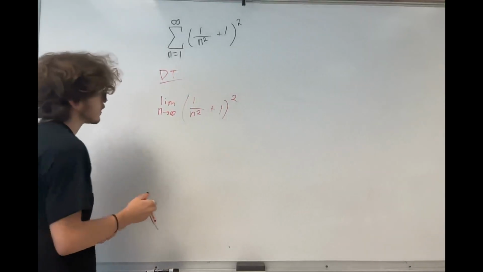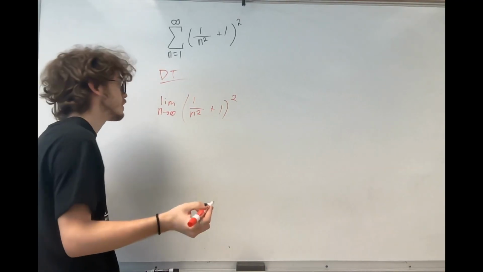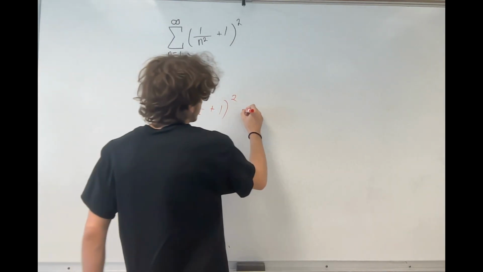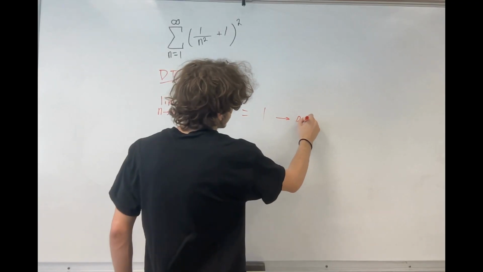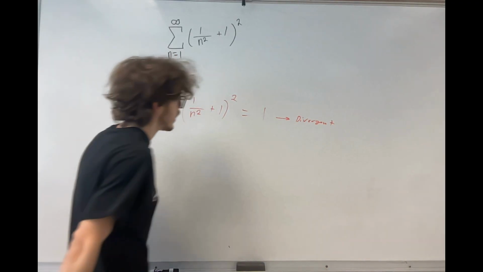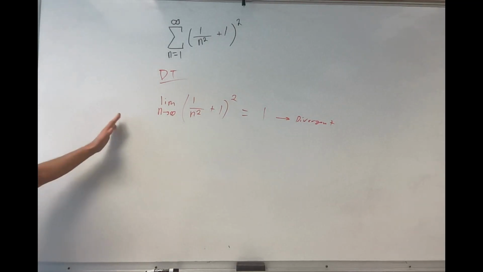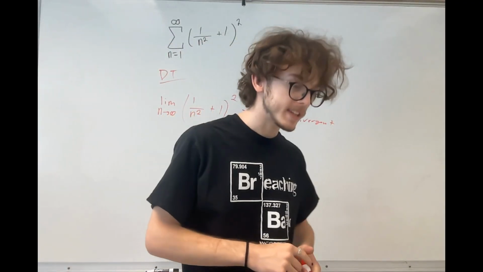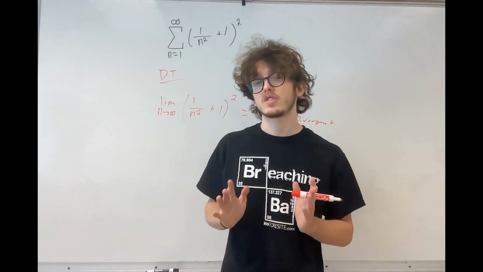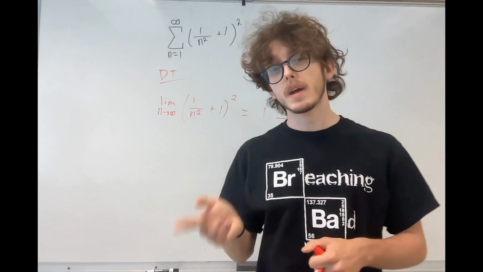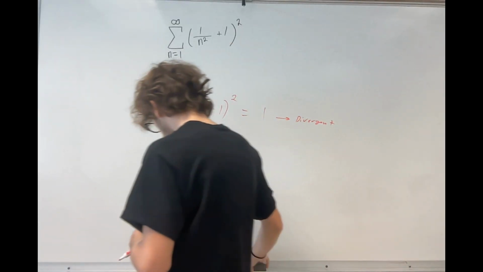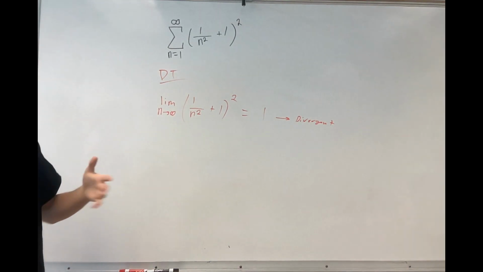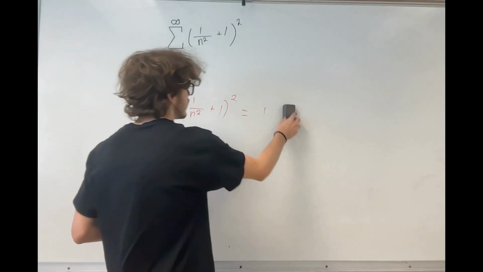So let's see here. When we plug in infinity, we get 1 over infinity, that's 0, plus 1, that's 1 squared. This is 1. Therefore, this series is divergent. So we know that the series will be divergent by the divergence test, but the problem in this context wants us to prove that it's divergent with a comparison test or a limit comparison test. So although we did conclude that this series is divergent by the divergence test, let's still use a comparison test to really show that.